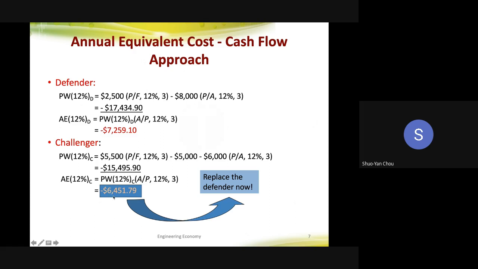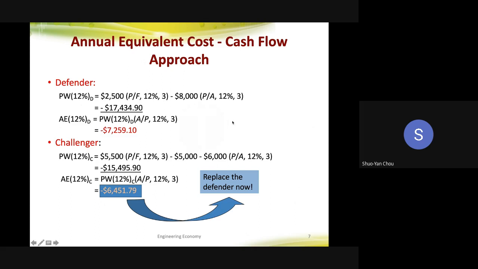It is minus 6,451.79, which is smaller than minus 7,259.1. So our decision will be replacing the Defender, replacing this old machine now.